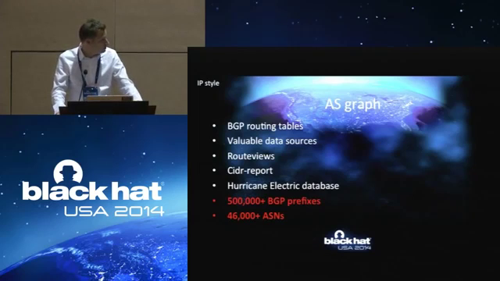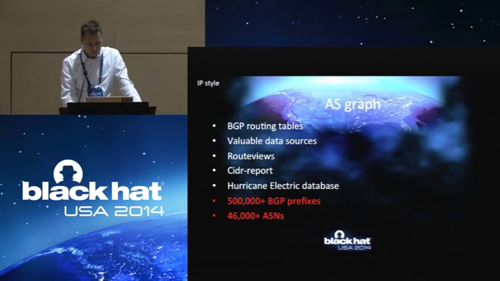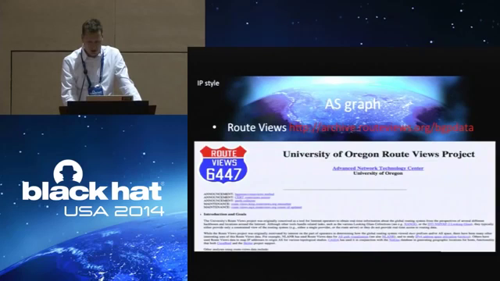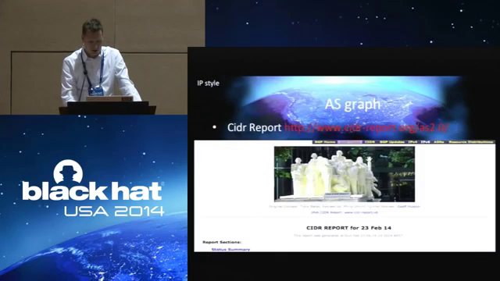Just for your interest, there are roughly 500,000 BGP prefixes out there right now, and about 46,000 ASNs on the internet today. So you can imagine it's a pretty big graph with lots of relationships. These are some of the websites, just for your reference, where you can find information about that.